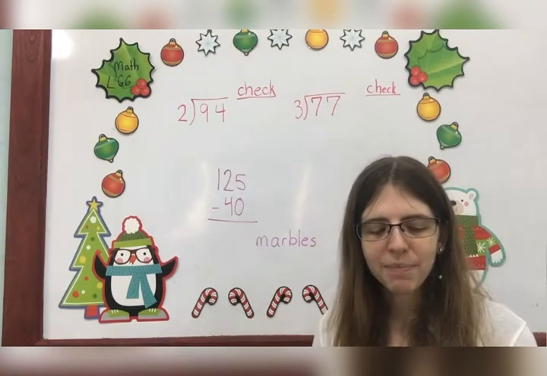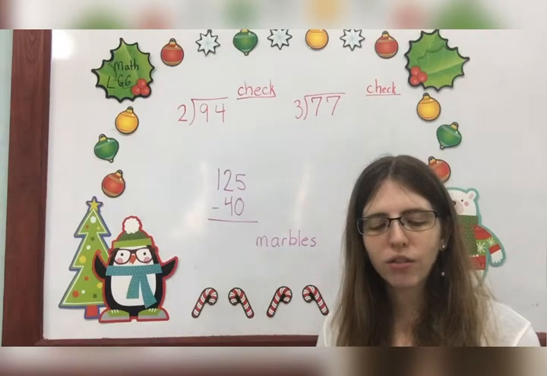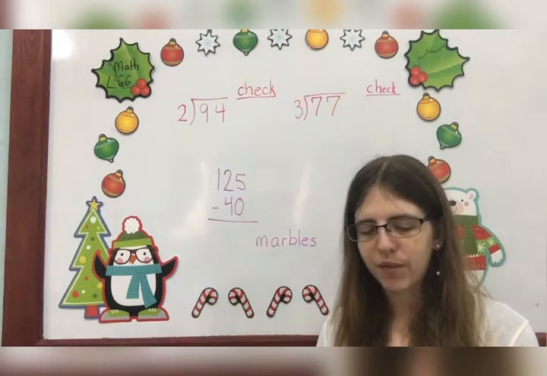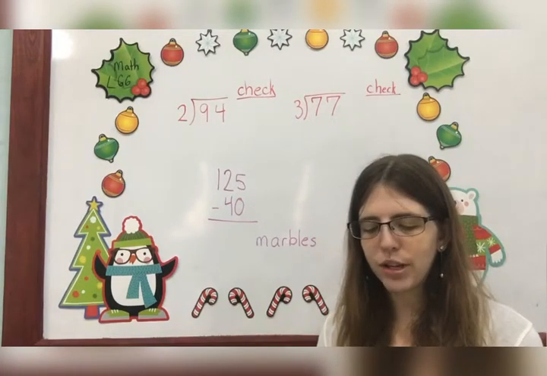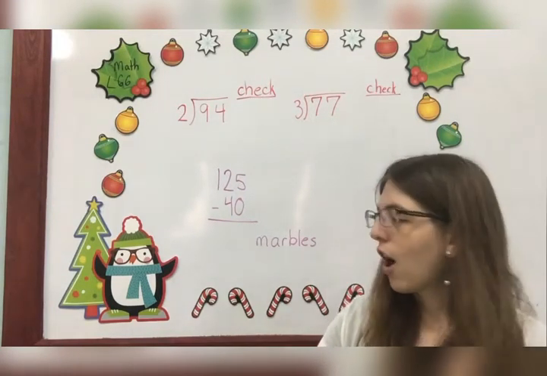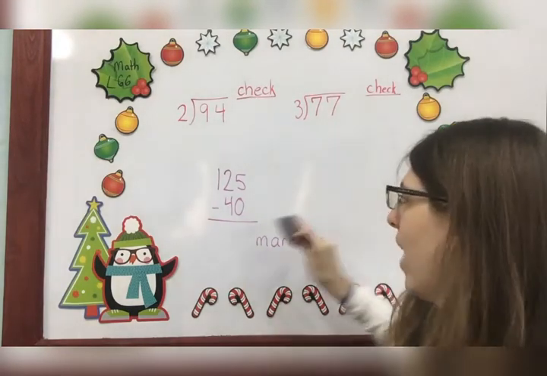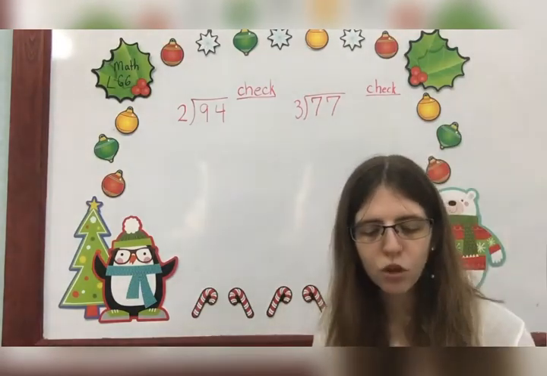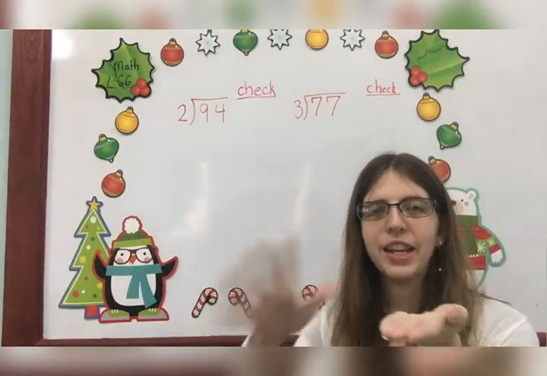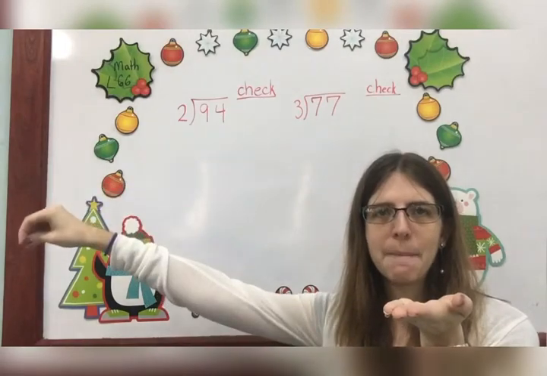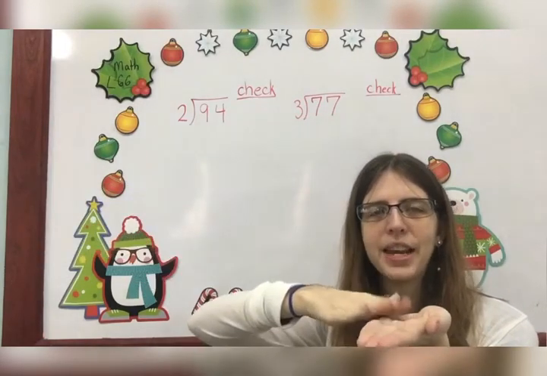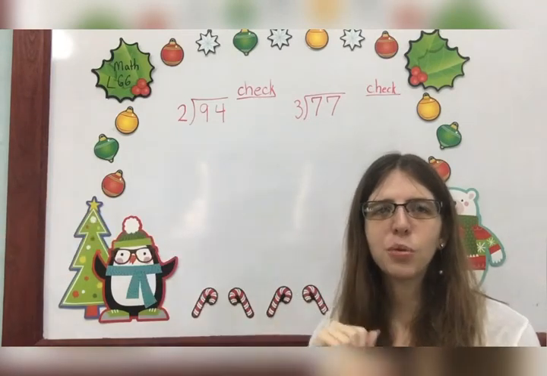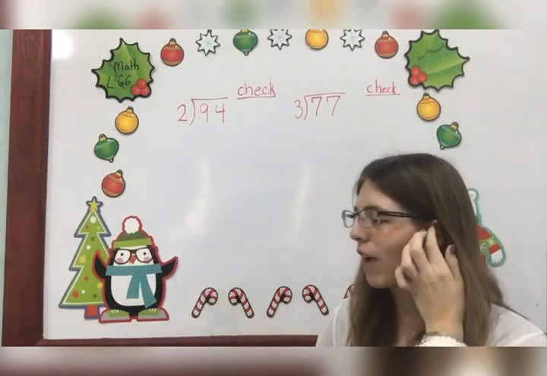All right, letter B. Sadie and her mom picked 12 quarts of blueberries. They put 9 quarts in the freezer. How many quarts are left to enjoy now? Okay, so we know our facts say that they started out with 12 quarts. They took 9 quarts and put them in the freezer. How many are left? Well, we're taking away. We see that clue word of left, so that means we're subtracting.